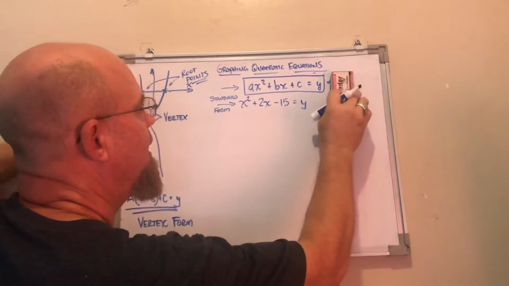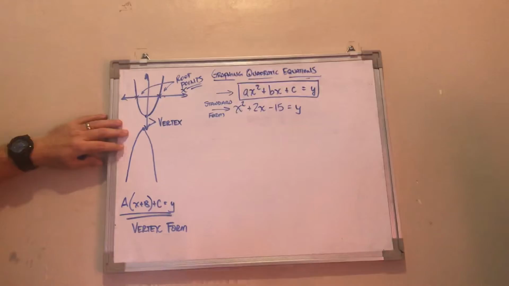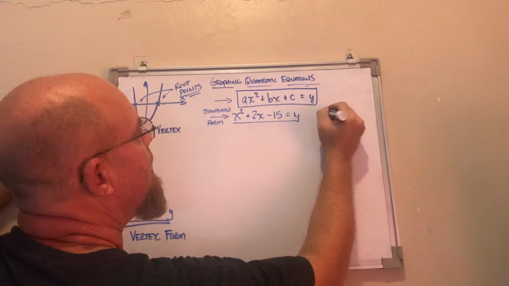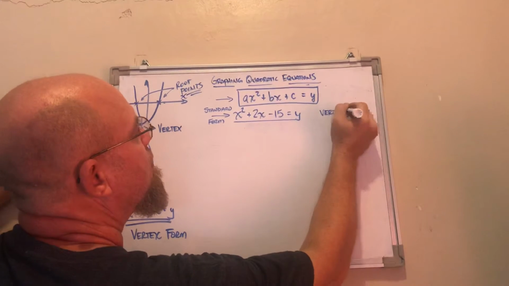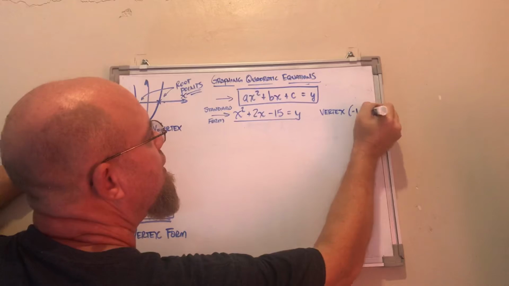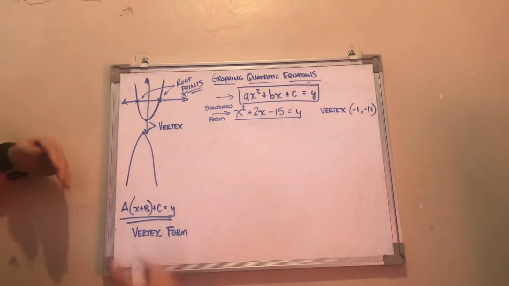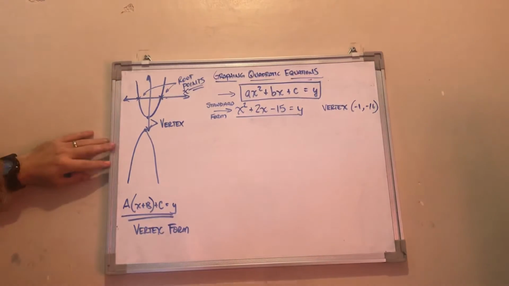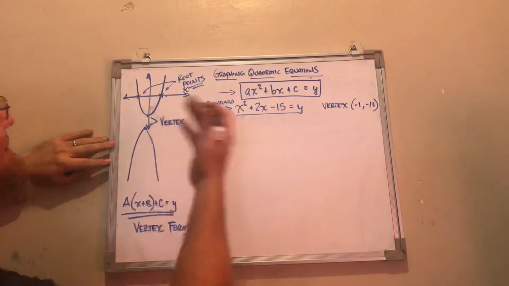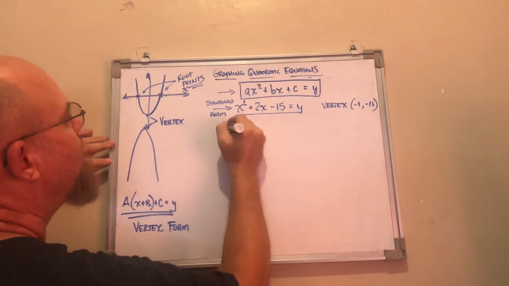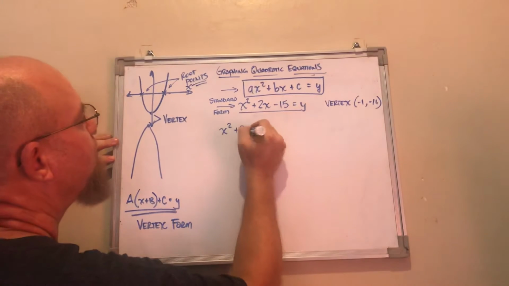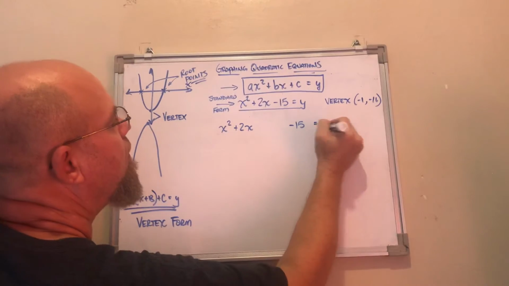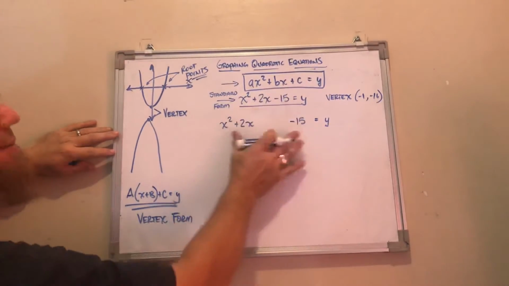So let's go ahead and take this equation, and remember our vertex for this equation was (-1, -16). Let's see if we can use this vertex form and find that vertex easier. What we do is set this up. I'm going to rewrite this where I've got x squared plus 2x. I'm going to take my -15 and put it way over here, equals y. So I just rewrote it exactly the same way.